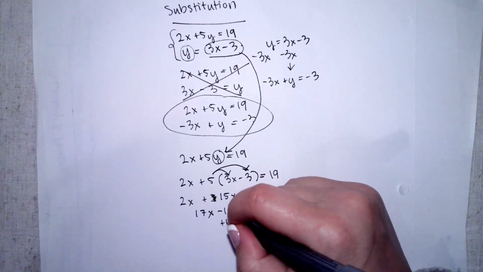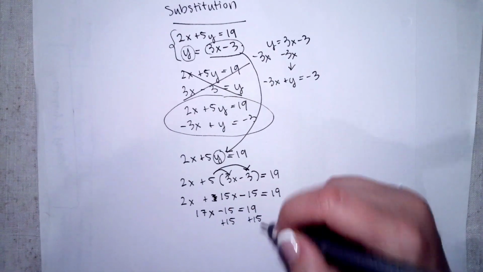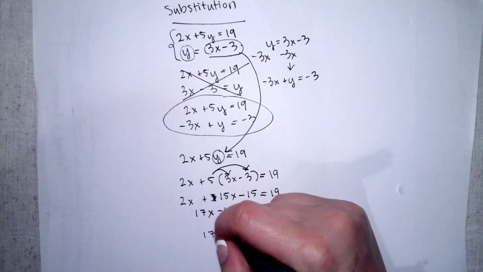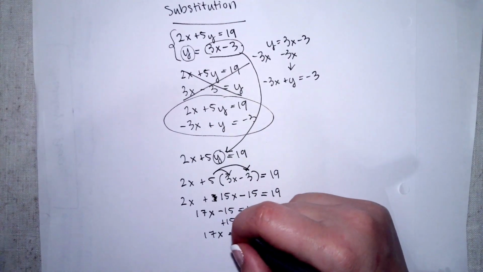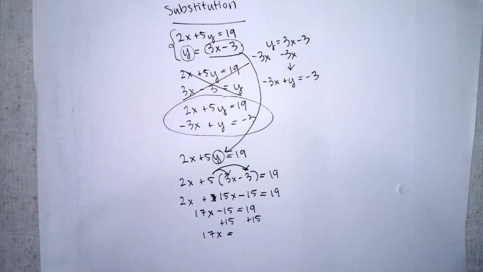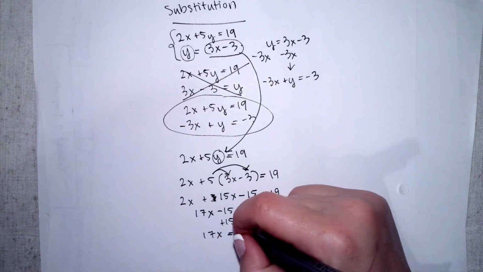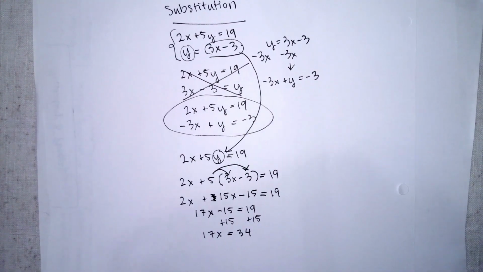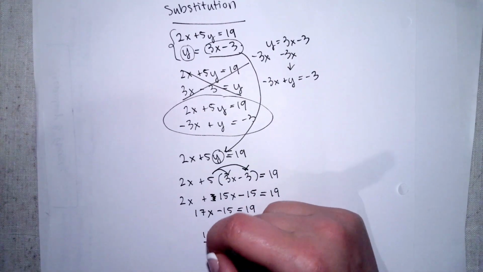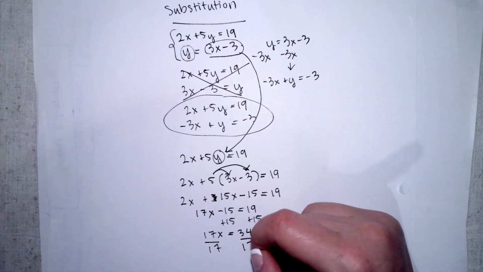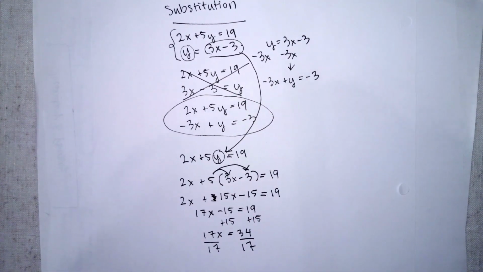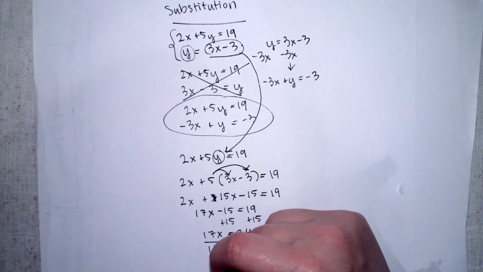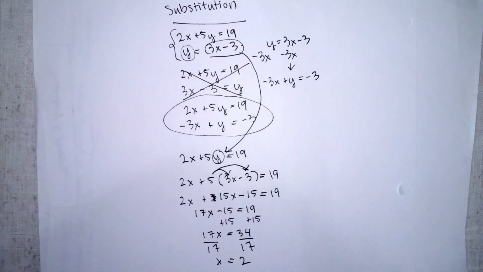So we're going to add 15 to both sides. And then we're going to get 17x equals 19 plus 15. So that's going to be 34. Okay. So we're going to divide by 17. 17 times 2 is going to be 34. So x equals 2. Okay, we have our first variable.